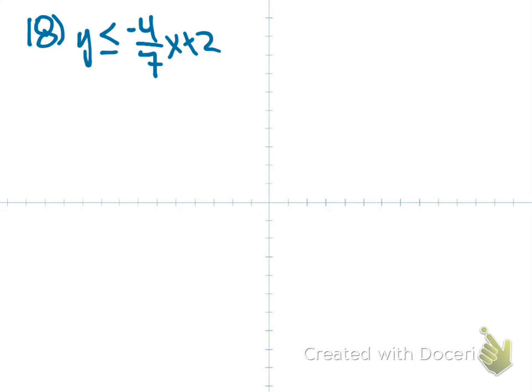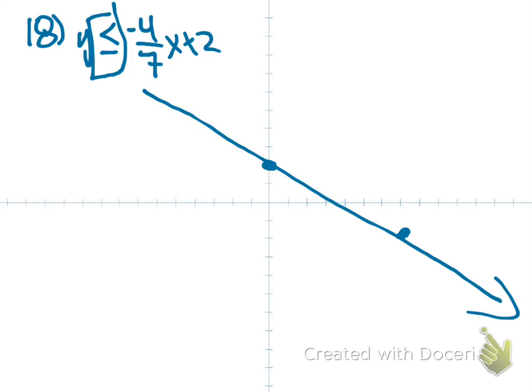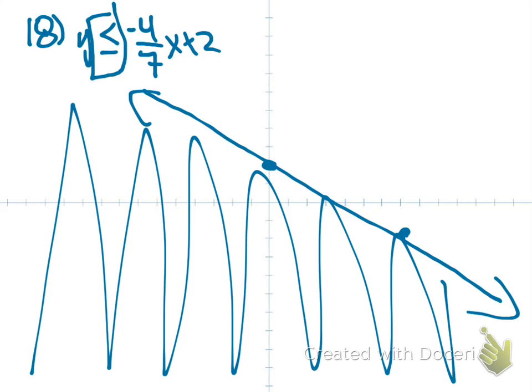Okay, y is equal to negative 4 over 7x plus 2. Here's the plus 2. Again, notice that with this one, we're going to look for a line that should be solid and shaded below. So I'm going from 2 down 1, 2, 3, 4 over 1, 2, 3, 4, 5, 6, 7. There's that point. Solid line. Shade below. And there you go.